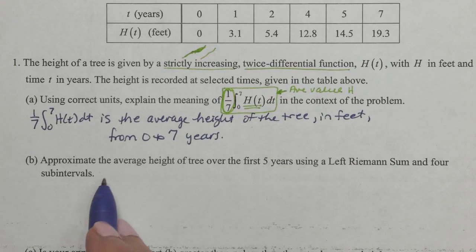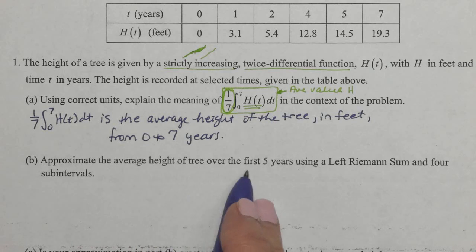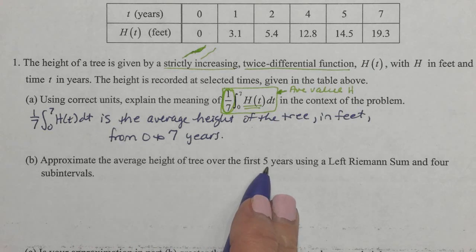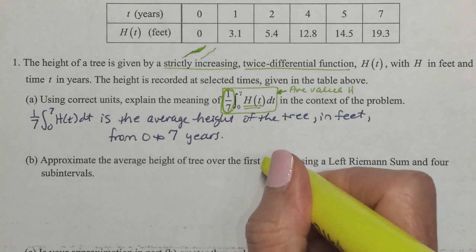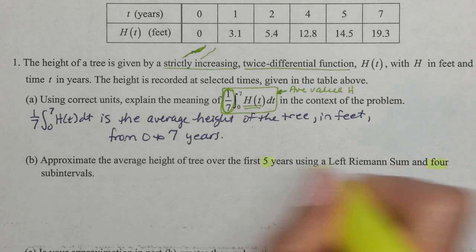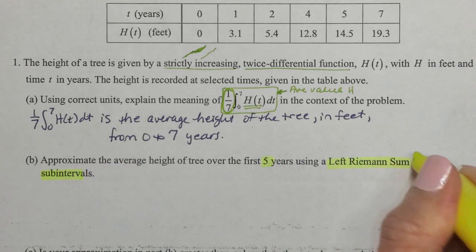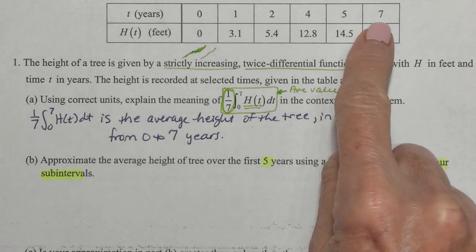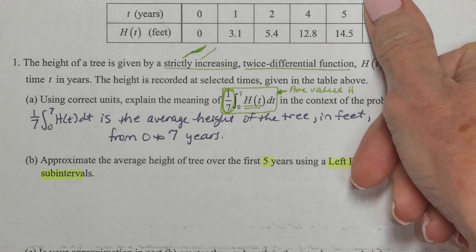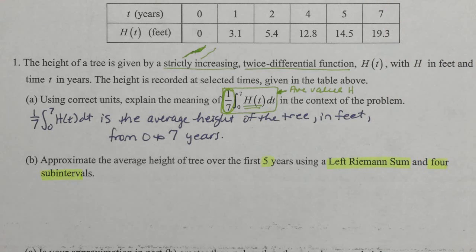Part B. Approximate the average height of the tree over the first 5 years. Get a little highlighter up. Using a left Riemann sum and 4 subintervals. Left Riemann sum. I highlighted that 5 because the table goes to 7. We only want to go to 5, so we're going to stop at 5.